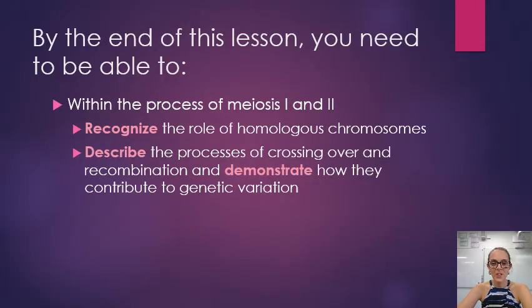So the syllabus objectives for this lesson are: within the process of meiosis 1 and 2, recognize the role of homologous chromosomes, describe the processes of crossing over and recombination, and demonstrate how they contribute to genetic variation.